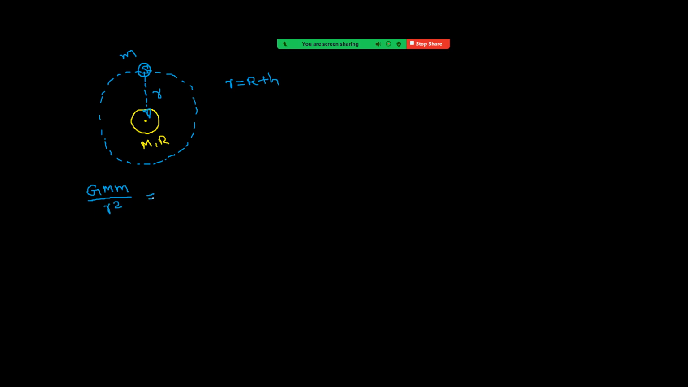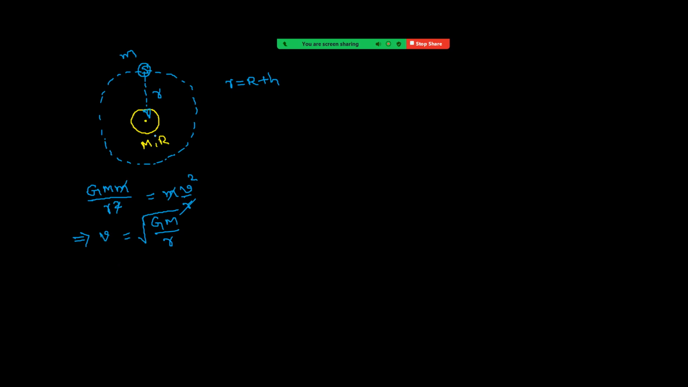This is according to Newton's universal law of gravitation. This is providing the centripetal force, which is equal to mass into acceleration. Mass is m, acceleration is v square by r. See, from this one r gets cancelled and mass gets cancelled. So v equals root of G M by r. This is now the orbital velocity.